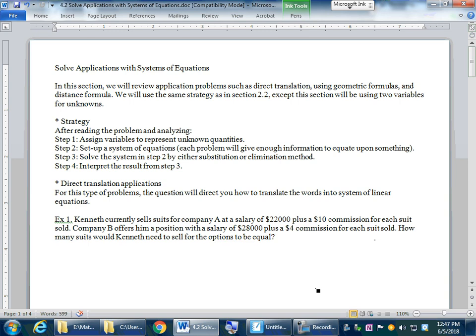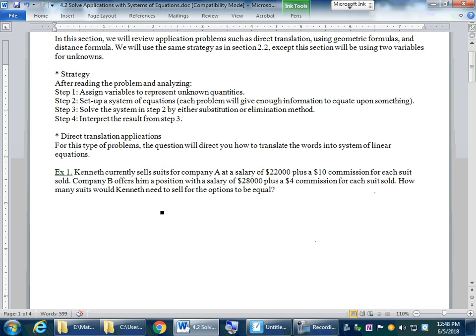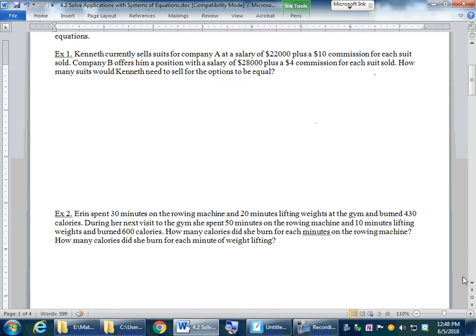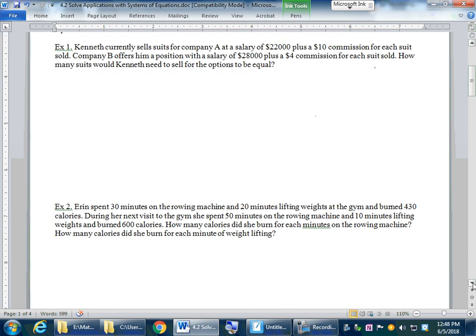So we will look at different types of problems in here. The first type of problem is direct translation, meaning you don't need to use a formula. You can just translate from the problem and then set up the equation. So let's take a look at example number 1. Take a minute to read example number 1.